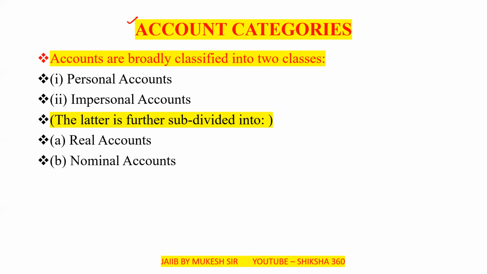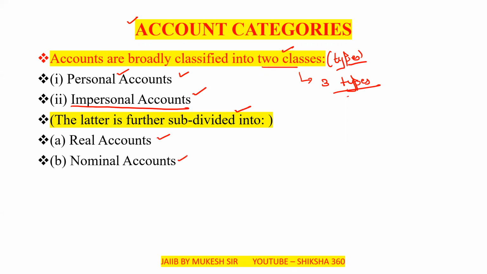So accounts are broadly classified into two types. The first one is the personal accounts and the second one is the impersonal accounts. Generally, at some places you will find three types. Here we know that impersonal accounts are further divided into two parts: the first is the real accounts and the second is the nominal accounts.